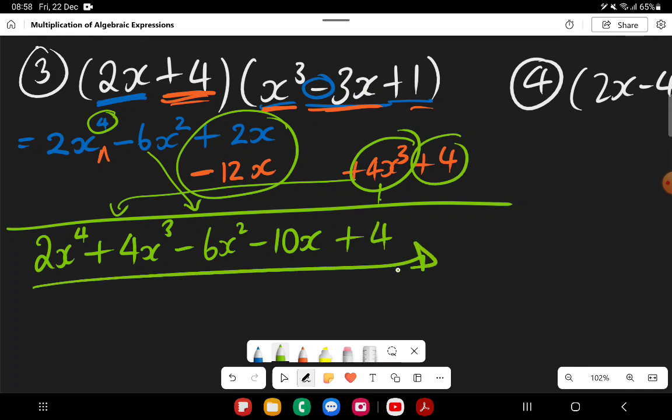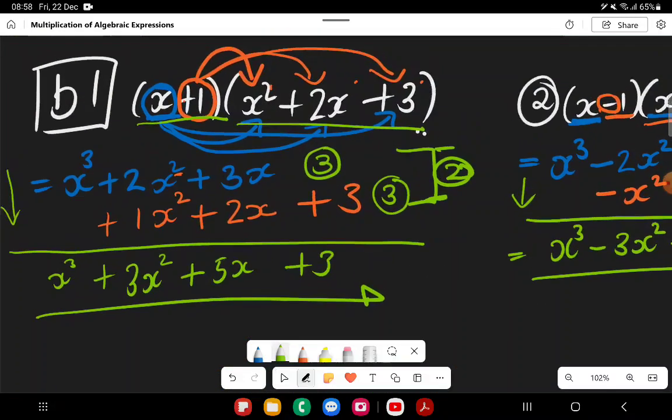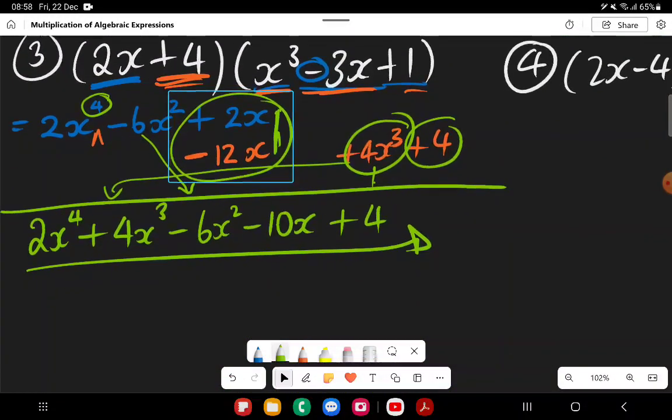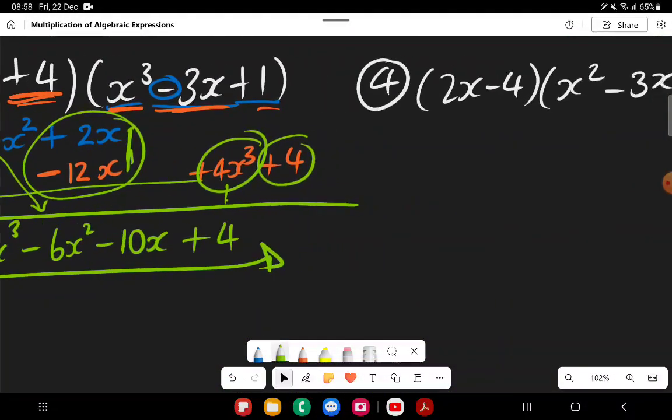So this one ends up having 5 terms instead of 4. And the reason why is because in the earlier ones we had a set of like terms, and the others we had 2 sets of like terms. This was one and this was the other. But in this one we only have 1 set of like terms. Let's do question 4.